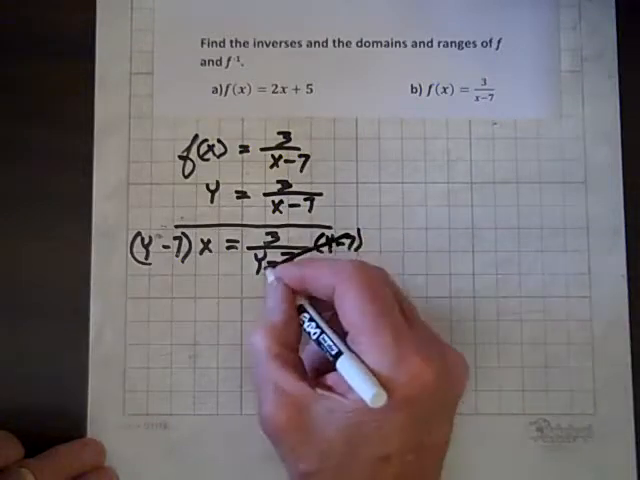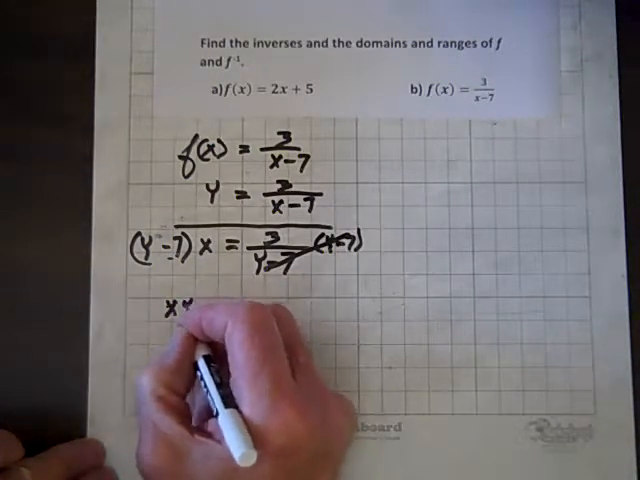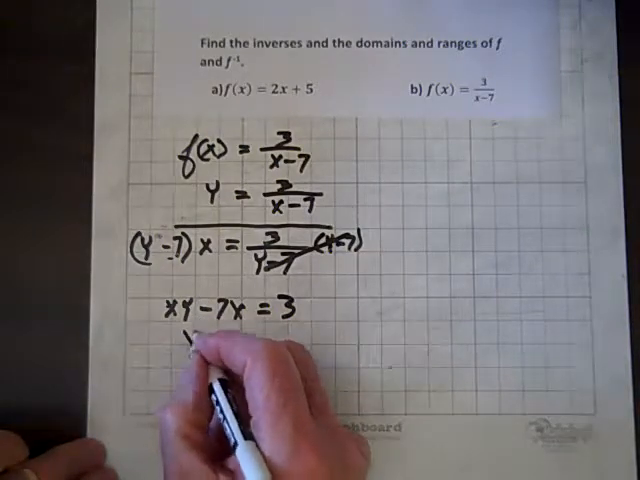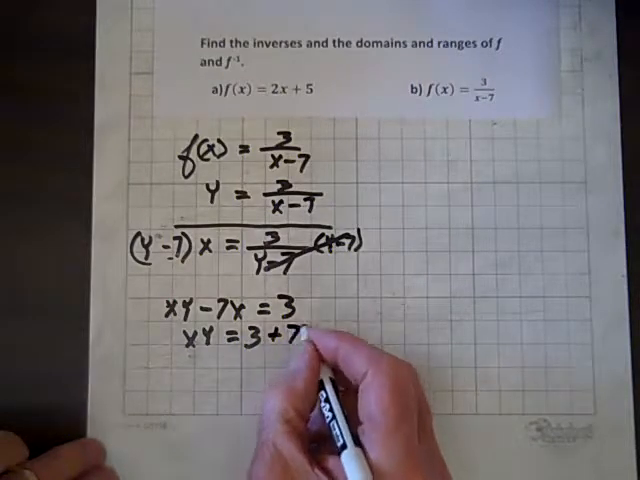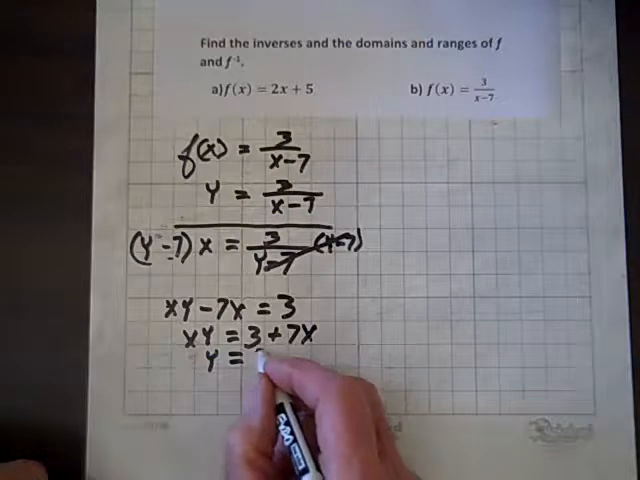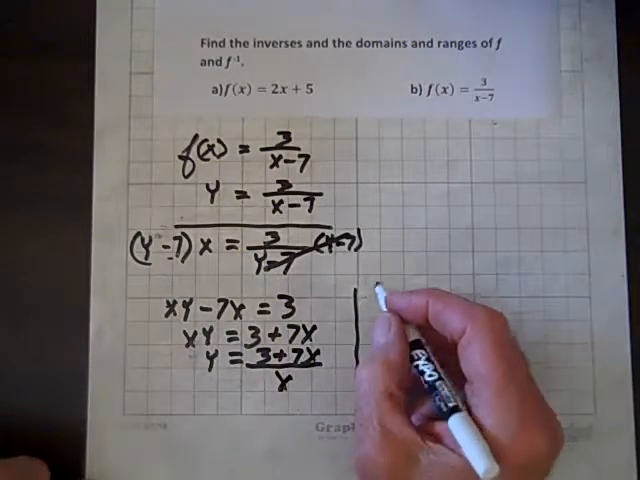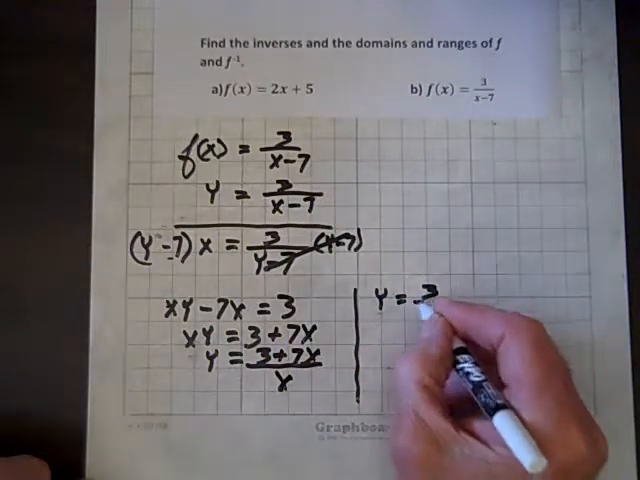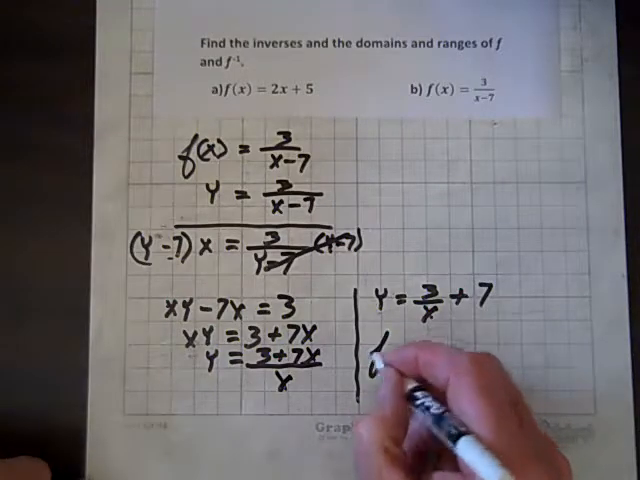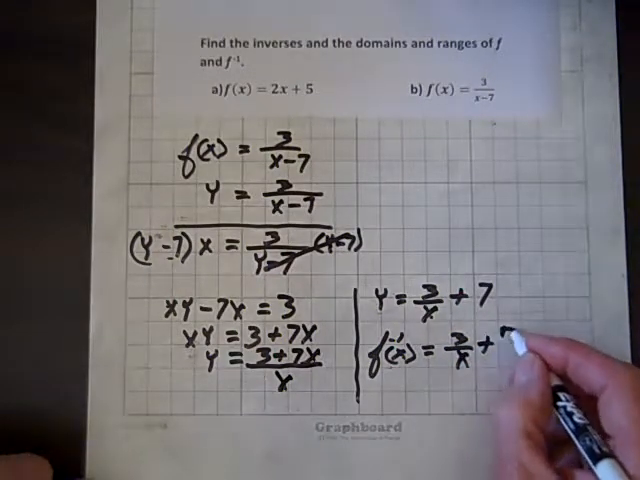These divide out, and distributing that x, we get xy minus 7x equals 3. Now, we'll isolate the term with y in it, so xy equals 3 plus 7x, adding 7x to both sides. Now dividing through by x, we get y equals 3 plus 7x over x. And I'm going to go over here and keep going. So y equals 3 over x plus 7 over x, the x's divide out, and we just get a 7. So f inverse of x equals 3 over x plus 7.